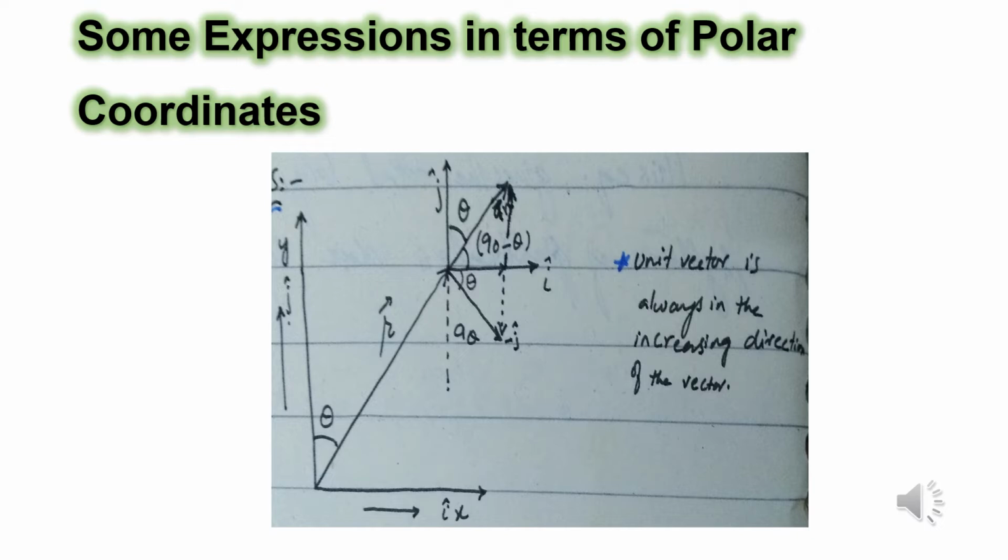Now calculating some expressions for the polar coordinates. Here you can see a picture which has an x-axis component x i cap and a vertical component y j cap, and the angle theta for the displacement. Unit vectors are used to represent direction: i cap represents the x direction and j cap represents the y direction.